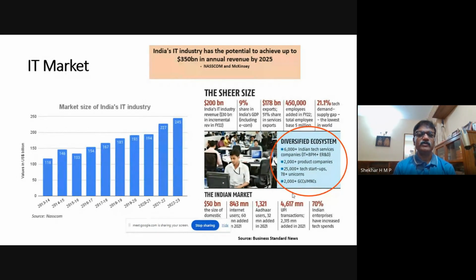We see almost 2,000 plus product companies. This is data from maybe a year back, but it would be much more than 2,000 product companies now. A lot of startup companies are present, and there are a lot of GCCs present in India, the MNCs, the global companies.